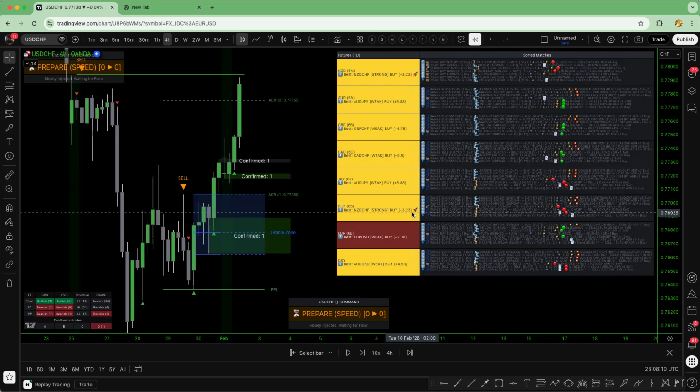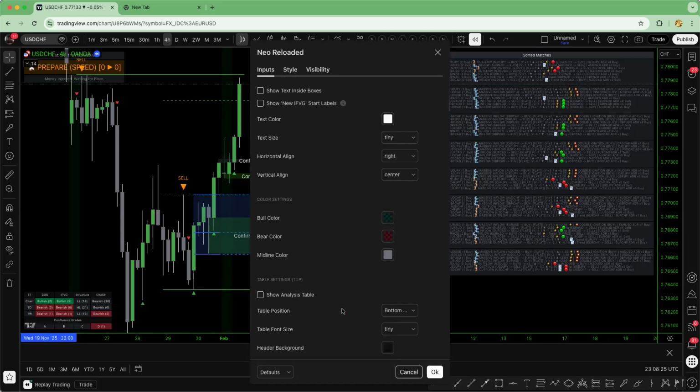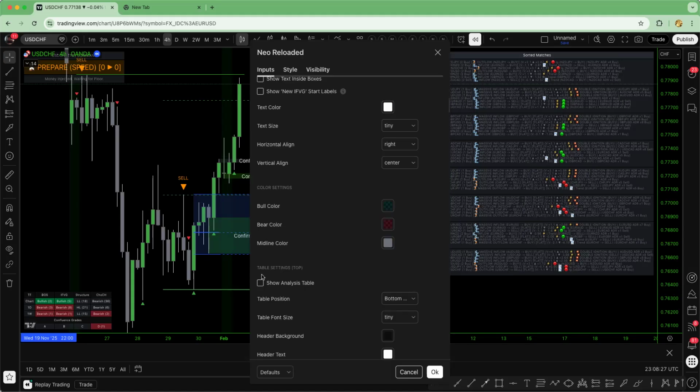What is the table in the lower left corner called in the settings? It's not currently on my chart, but it may be overlapping with something else. It's called show analysis, and I did say it briefly in the Zoom call. You go to show analysis table. I said it already. You've got to switch this on, switch this off. Sorry, it might already be on.